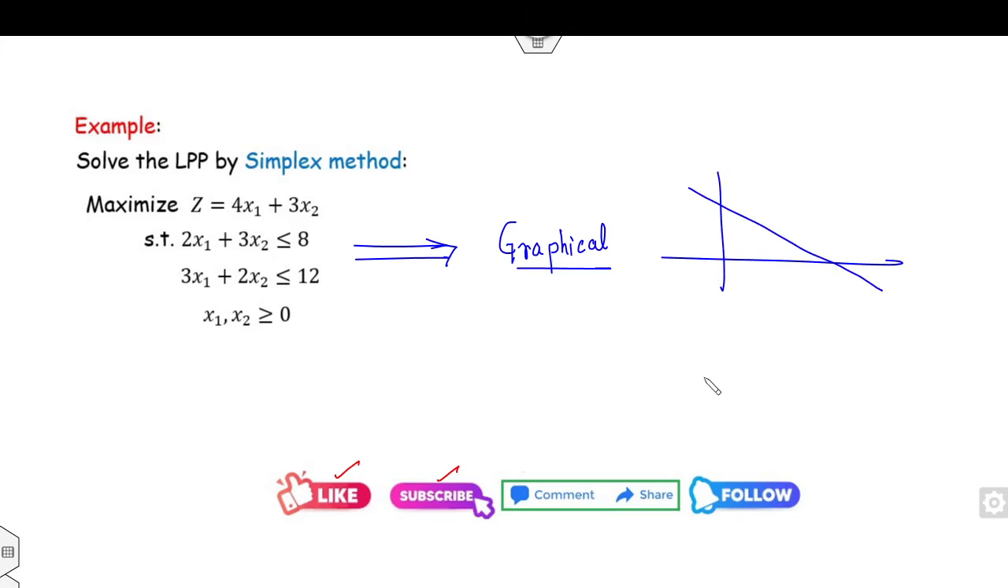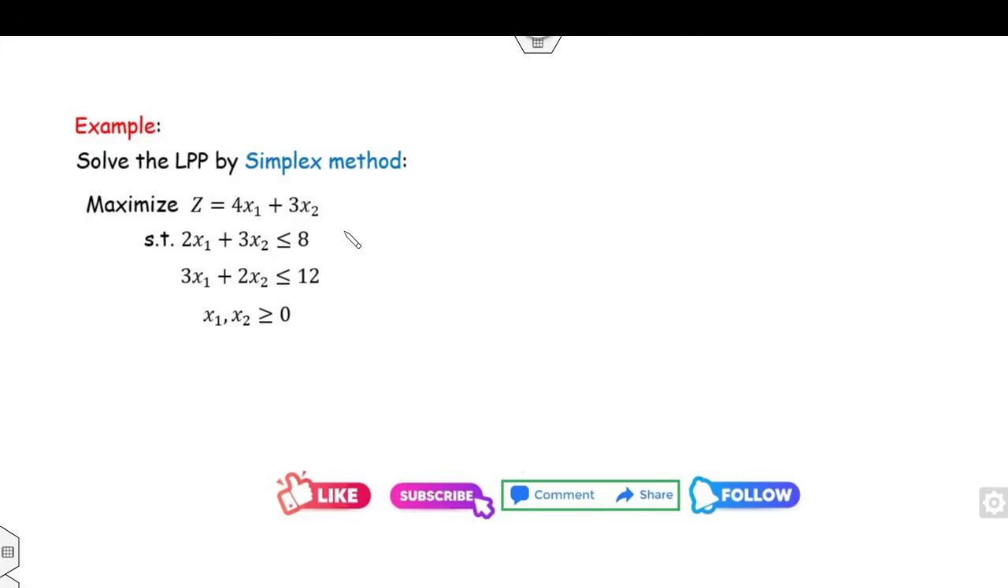This is the first line, and it will be 8 by 3 and this is 4, and you can easily draw the second line. So you can find the corner points and find the feasible region. Now I will apply the same problem on the simplex method.